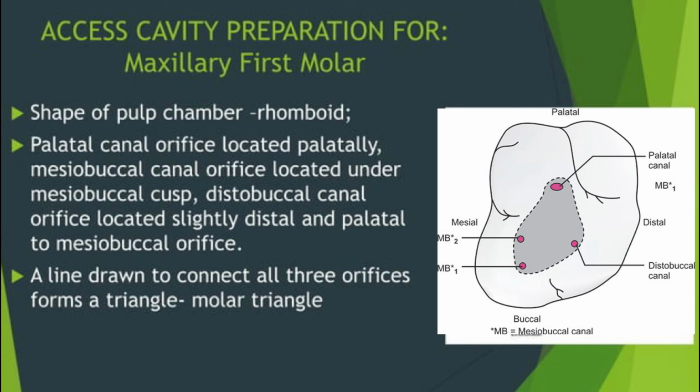The palatal canal orifice is located palatally. The mesiobuccal canal orifice is located under the mesiobuccal cusp. The distobuccal canal orifice is located slightly distal and palatal to the mesiobuccal orifice. So a line drawn to connect all three orifices will form a triangle that is known as the molar triangle.